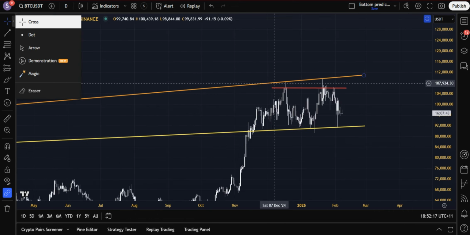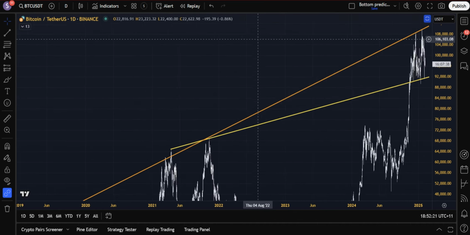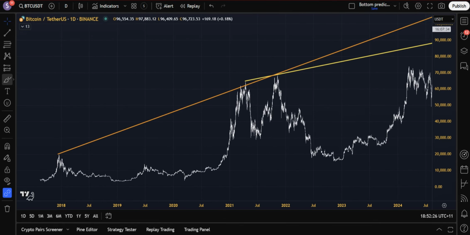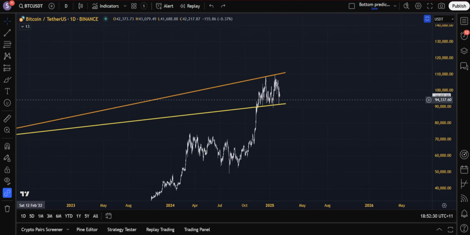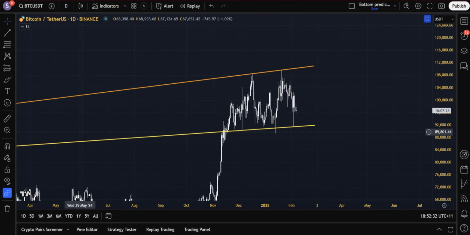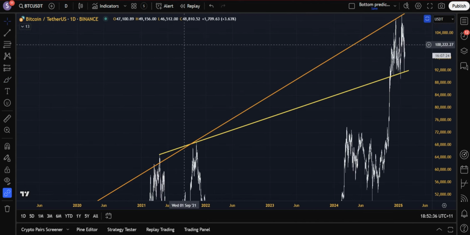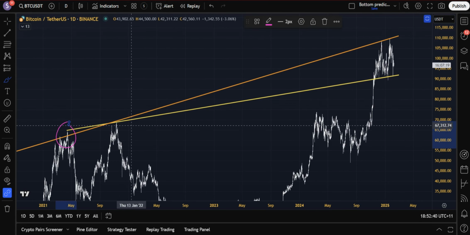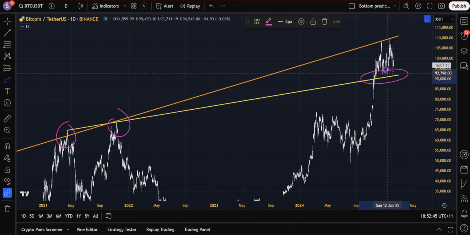The lines, right? So we've got the resistance line in orange and the support line in yellow. The resistance line actually stems backwards from the 2017 cycle, cuts through the 2021 all-time highs very well, specifically on the weekly chart, and cuts through the two most recent price wicks. The support line stems back from 2021, cuts through perfectly the two peaks of the 2021 cycle, okay, and cuts through pretty much perfectly on 5 or 6 different occasions here.